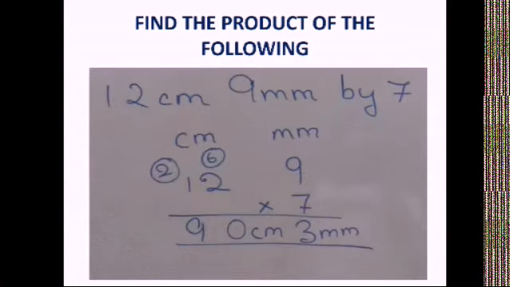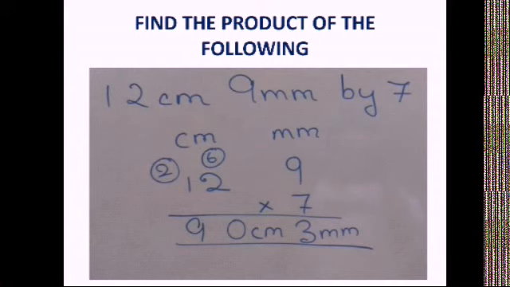Now look at this sum. As we multiplied in case of kilometer and meter, or in case of kilometer only, similarly you have to multiply here. What are the numbers given? You have to multiply 12 centimeter 9 millimeter by 7. So how many units are there? Centimeter and millimeter, 2 units. Write centimeter and millimeter as columns. Then 12 centimeter, so write 12 under centimeter, and 9 millimeter, 9 under millimeter. And then multiply by 7.